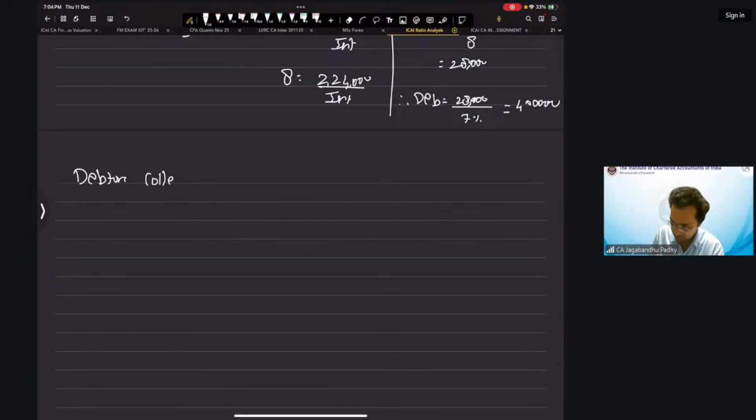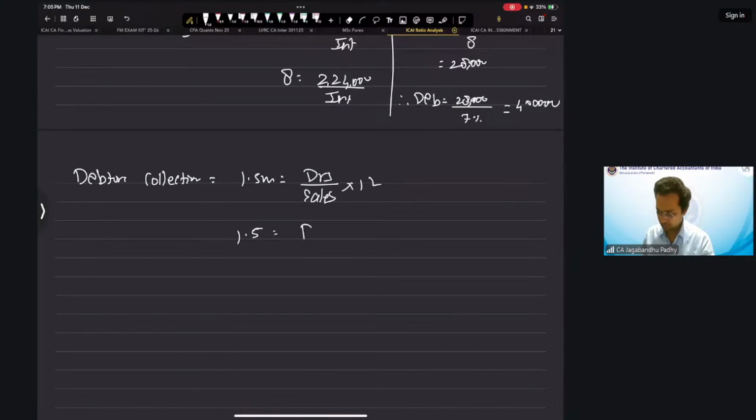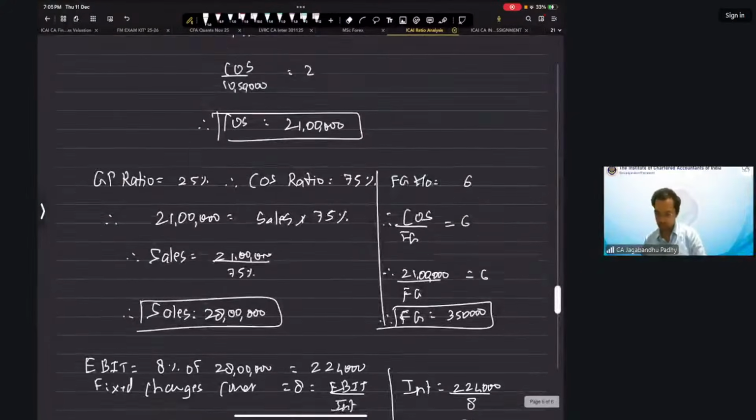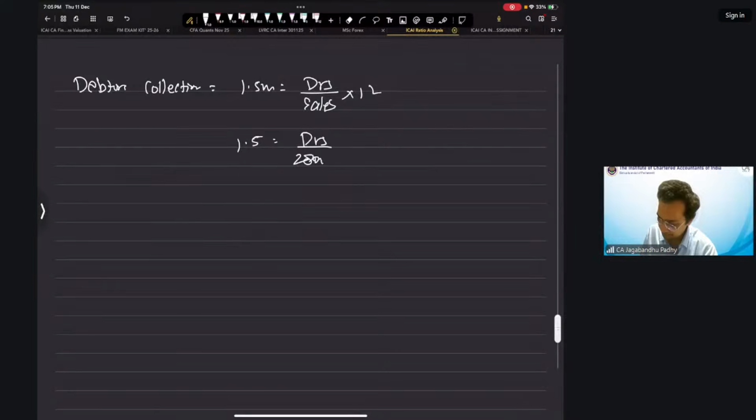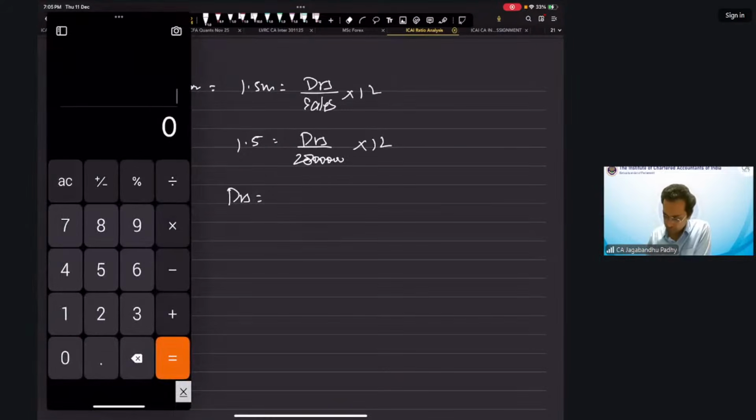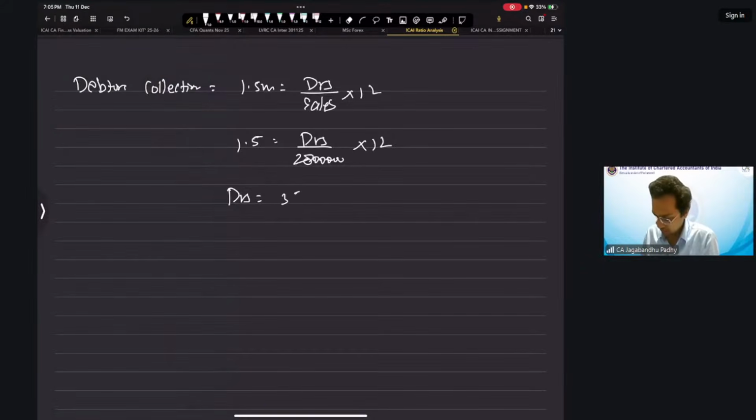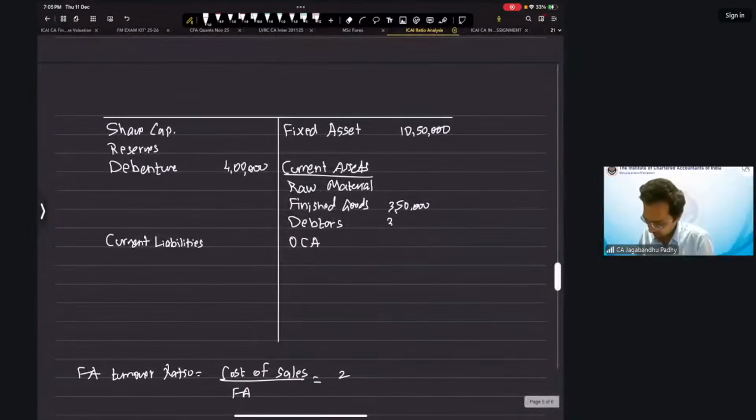So debtors collection is 1.5 months. We know this comes out to be debtors upon sales into 12. So 1.5 is debtors upon sales. What is the sales value? 28 lakhs into 12. So what will be the value of debtors, guys? 28 lakh into 1.5 divided by 12. Debtors is 3 lakh 50,000. We got the debtors as 3 lakh 50,000.